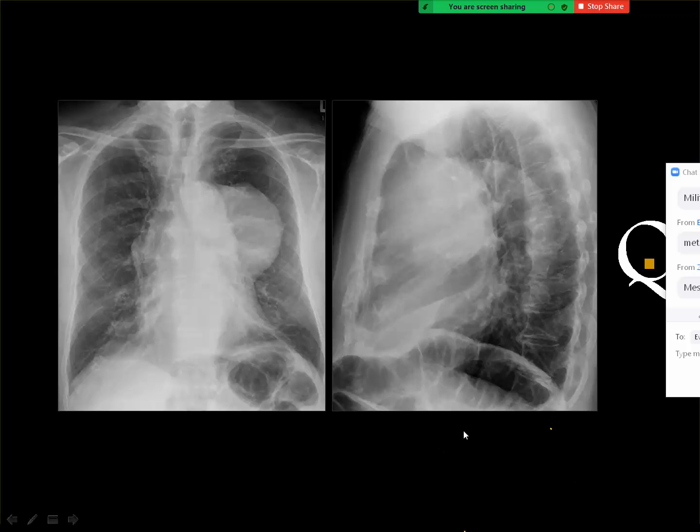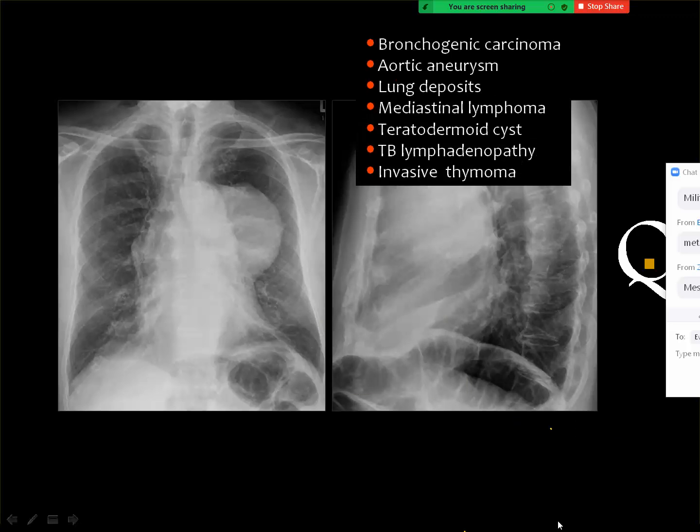This patient with chest X-ray and a mass on the left side, and these are the differential diagnosis. Bronchogenic carcinoma, aortic aneurysm, lung deposit, lymphoma, teratodermoid cyst, TB lymphadenopathy, invasive thymoma. Teratodermoid cyst. I think this is the right answer, but I don't know how you can predict it from the plain film.